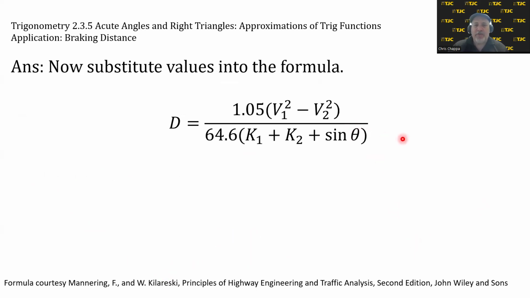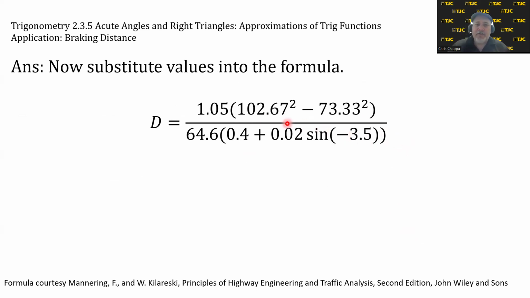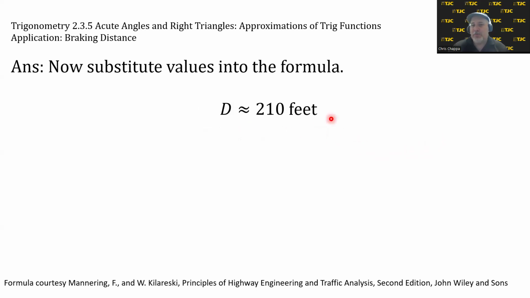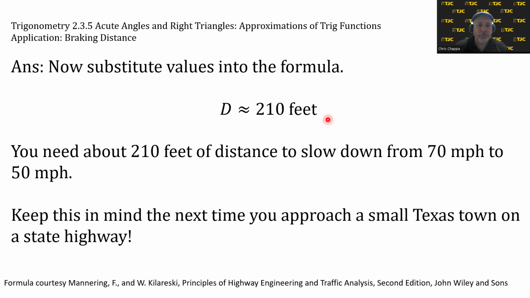And now we substitute all the values into the formula. Here's the formula. There's the value with the two velocities in feet per second substituted, and the values of the k's and the inclination, which was negative because we're going downhill. And when we do the math, we end up getting d is approximately 210 feet. So it takes 210 feet to decelerate from 70 miles per hour to 50 miles per hour under these conditions on a road with a negative grade of 3.5 degrees.